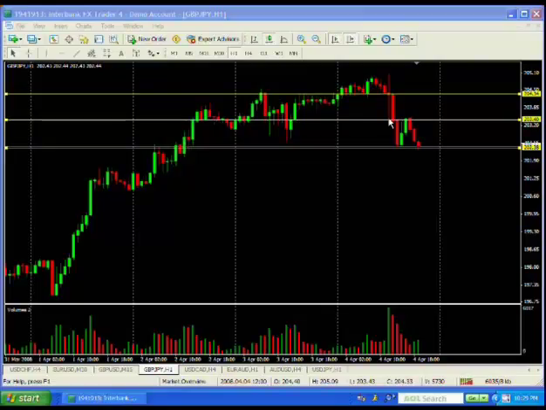Prior support. Okay, we break in above prior support, which is now resistance on the way up. We break in and close above it, which turns it back into support, yet we had lower volume. When we look down, we had lower volume. Okay, so that tells us that we don't necessarily want to go long here.